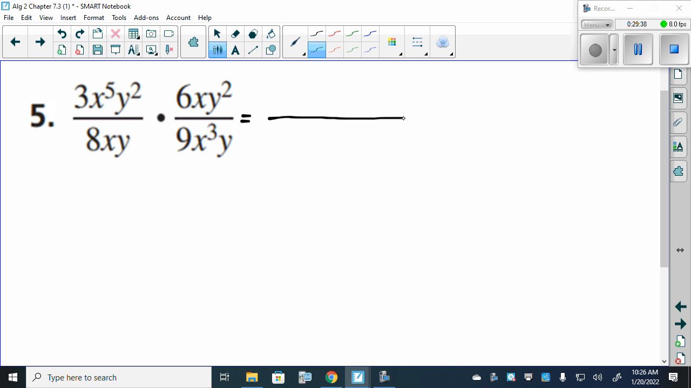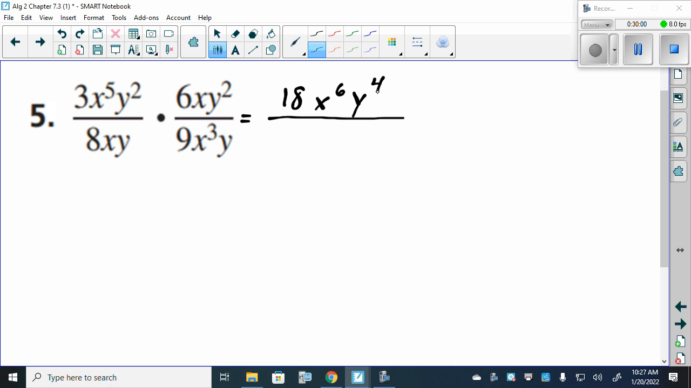What I would do is I would look at the numerator. Well, we have 3 times 6, yes? And what is 3 times 6? I'd go on and multiply. We have x to the 5th times x. We have y squared times y squared, which would be y to the 4th.